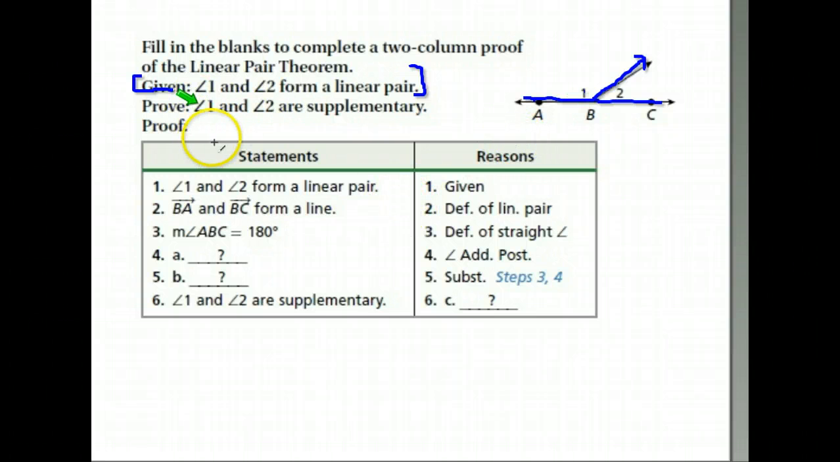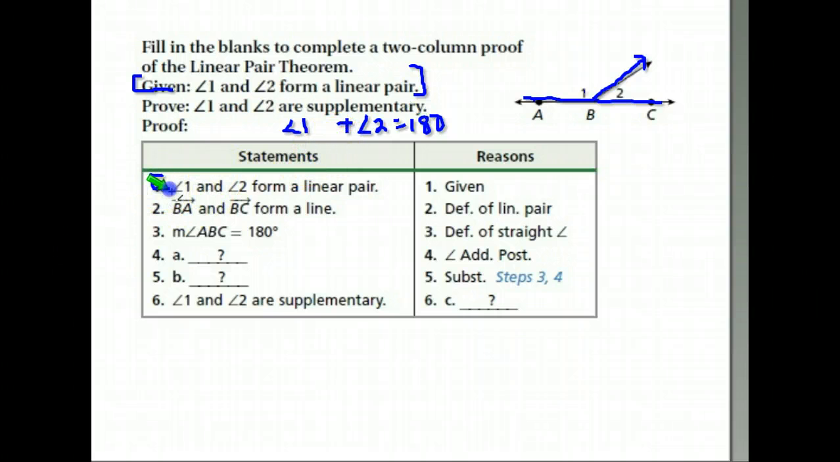We're supposed to prove that 1 and 2 are supplementary, which means 1 and 2 add to be 180. Okay, so we're trying to get that angle 1 plus angle 2 equals 180. This is a proof of the linear pair theorem. How did they get that?